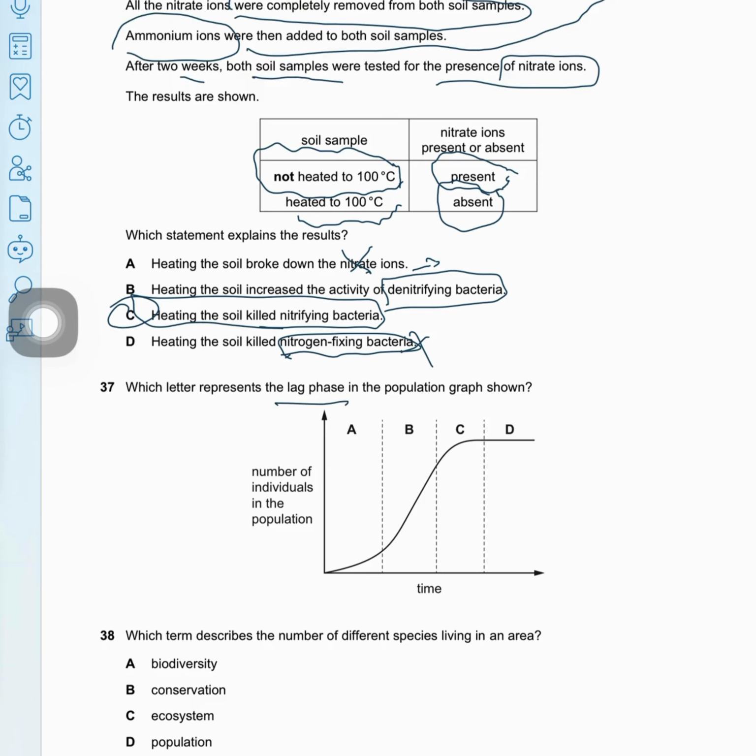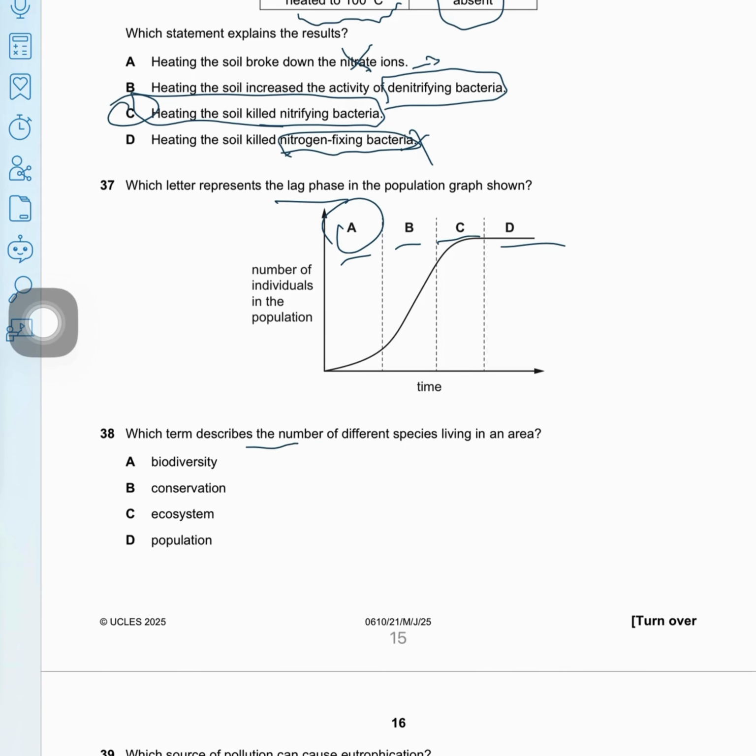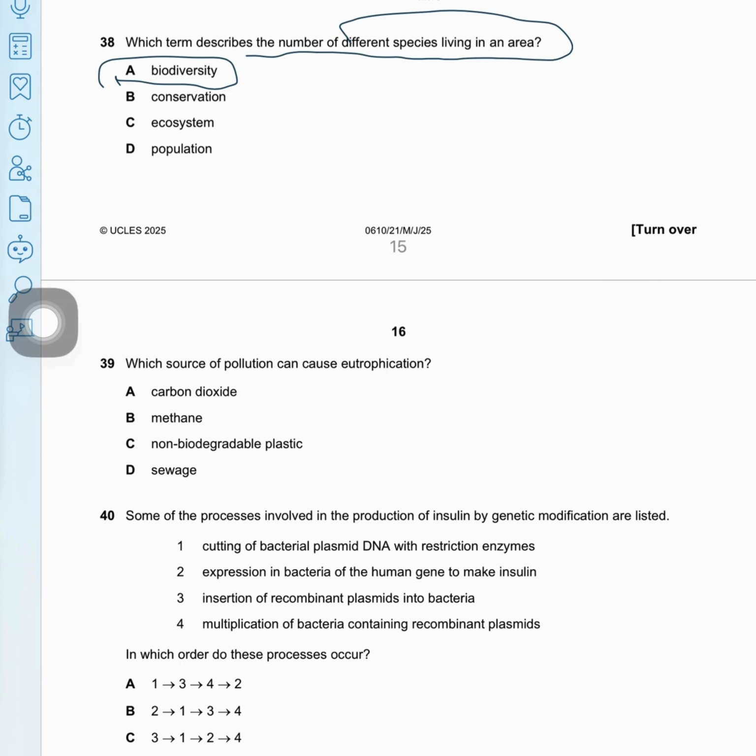Which letter represents lag phase? A direct question. A. Lag, log, exponential, and death phase. Which term describes the number of different species living in an area? Also direct question. It's A. Biodiversity. Which source of pollution can cause eutrophication? Carbon dioxide, methane, non-biodegradable plastics, sewage. Sewage. Why? Sewage has nutrients which can cause algal bloom to increase, and then decomposers, and then all the steps of eutrophication.